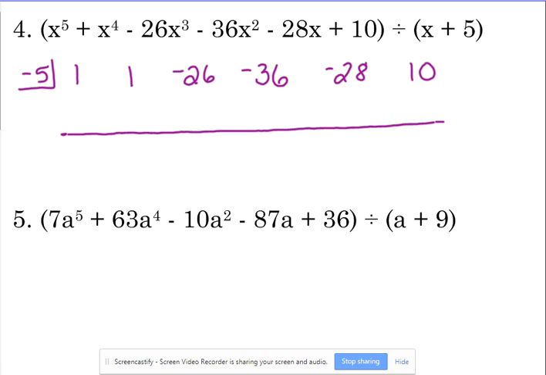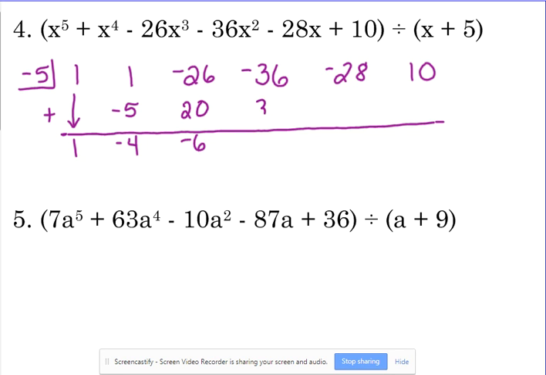Okay, we can do these problems as big as we need to do them or as small as they need to be done. The process still works. Okay, bring down the first coefficient. 1 times negative 5, negative 5. Add 1 plus negative 5, negative 4. Multiply negative 4 times negative 5, positive 20. Add negative 26 plus 20 is negative 6.